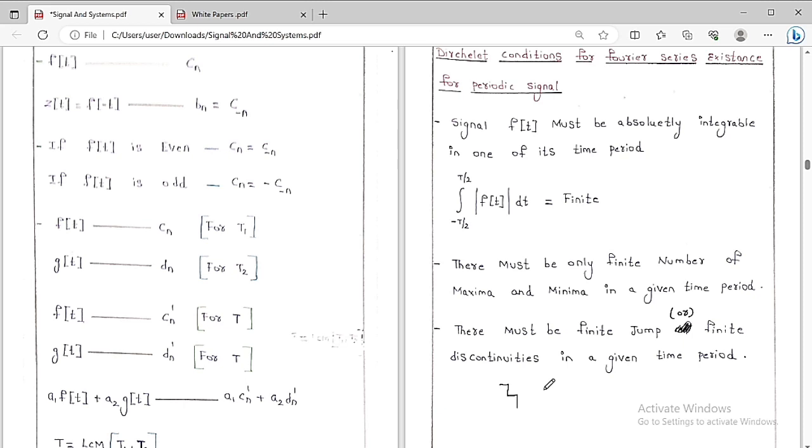The first thing is you have to check the Dirichlet conditions. There are three Dirichlet conditions. What are those? In a given one cycle, try to figure out the absolute integral of the function. If you get a finite value, the first condition is satisfied. And what is the second condition? There must be a finite minima and a finite maxima in a given one cycle, and also there must be finite jumps or finite discontinuities in a given one cycle. If all these three conditions are satisfied, meaning the Dirichlet conditions are successfully satisfied, then the Fourier series is going to exist for that function, that graph, or that signal.